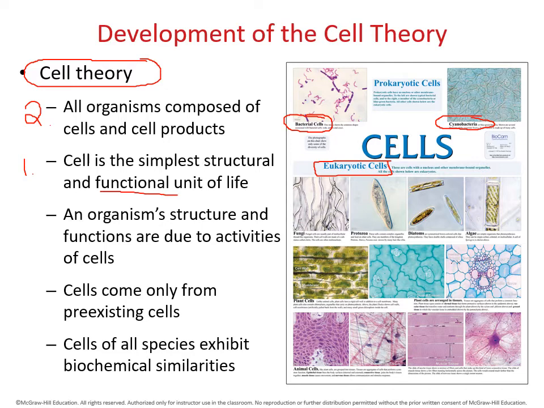So for instance, if you take a look at things like amoebas or paramecium, these are all examples of unicellular eukaryotic organisms. But then also you have examples such as different plant species. How about animals such as ourselves?